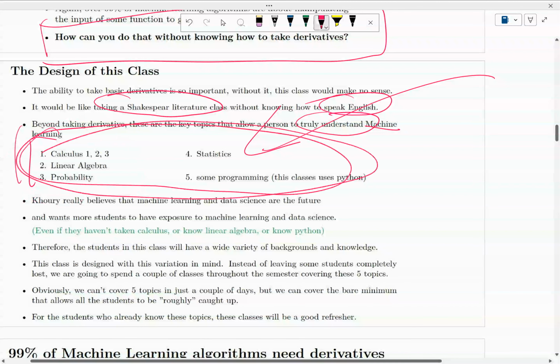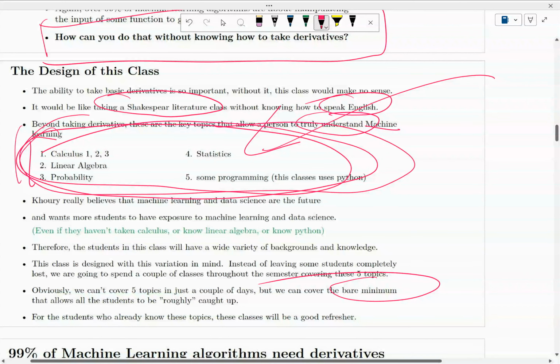Now, of course, it will be impossible for us to cover 5 topics in just a couple days. That's not possible. But what we could do is to basically cover the bare minimum to give you just the idea. A lot of it is basically you get the point, and there's a lot of details that you would need to learn. But once you get the point, the details you will have to catch up. But getting the point is perhaps the key.